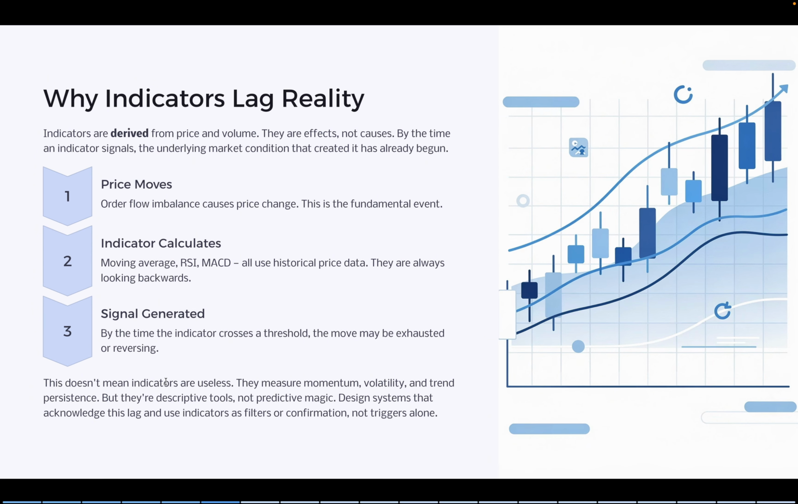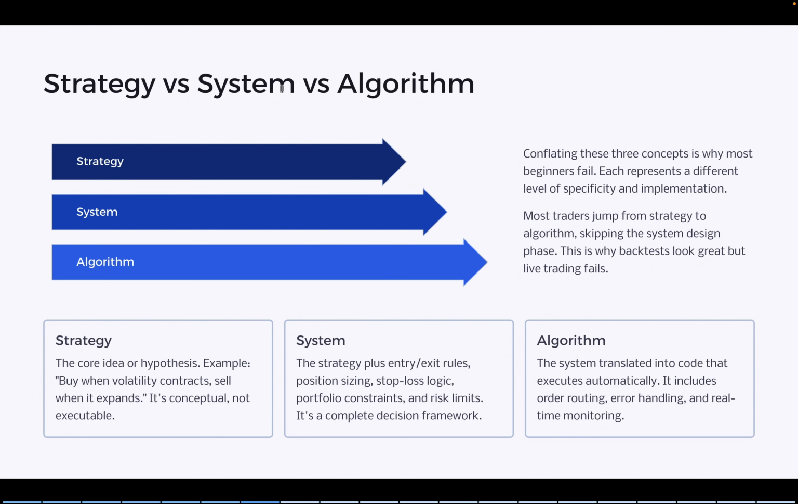This doesn't mean indicators are completely useless. They measure momentum, volatility, and trend persistence, but they are descriptive tools, not predictive magic. Design systems that acknowledge this lag and use indicators as filters or confirmation, not triggers alone. Now let's get into strategy versus system versus algorithm.